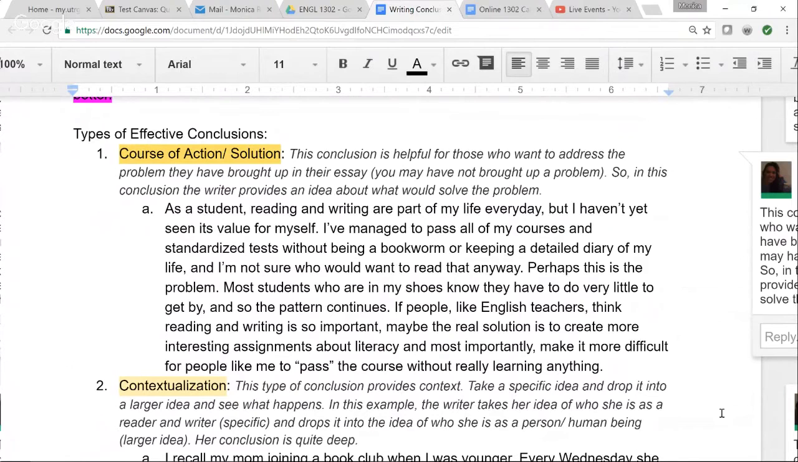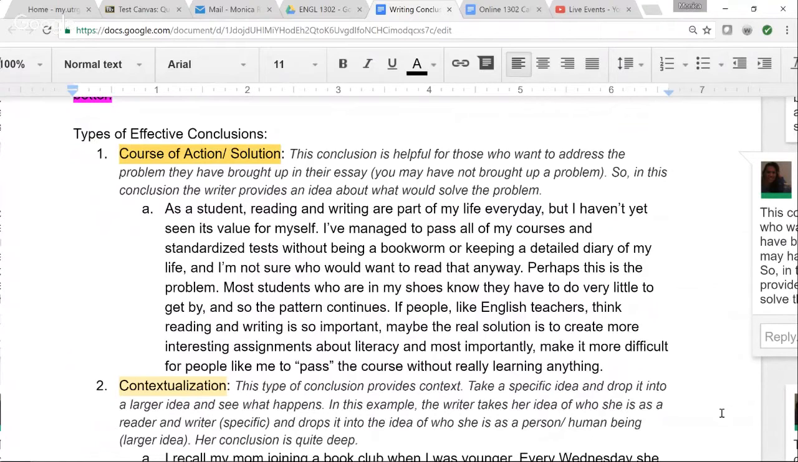Now, this conclusion is helpful for those who want to address the problem they've brought up in their essay. Now, you may not have brought up a problem. So, in this conclusion, the writer provides an idea about what would solve the problem. But again, this wouldn't work for you if you're not discussing a problem.